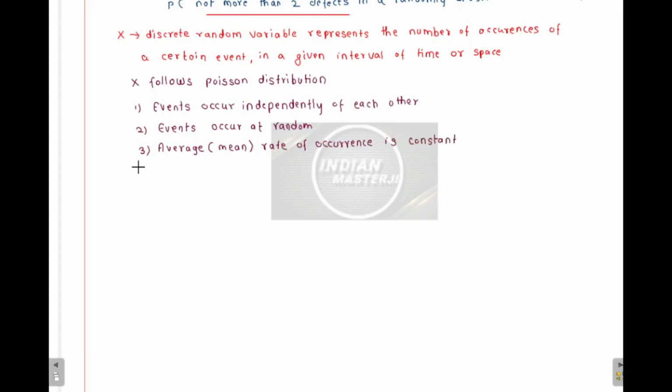And the last point is that events occur singly. That means there is a zero probability of simultaneous occurrence of the events. They occur singly. So these are the four conditions. I'll just write them here, the four conditions.